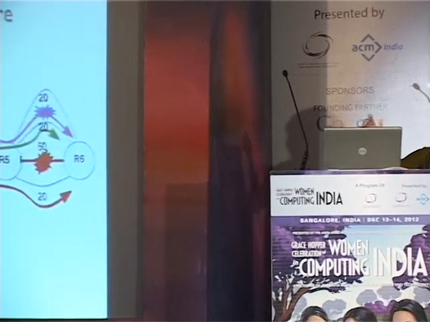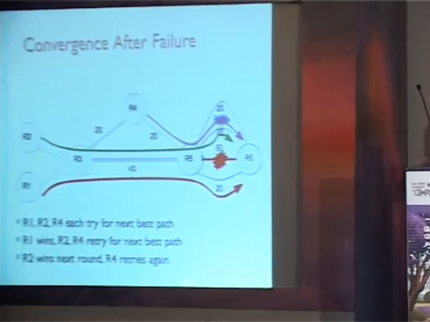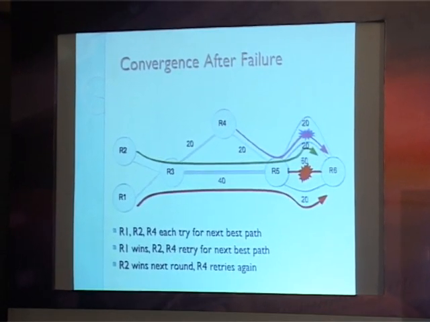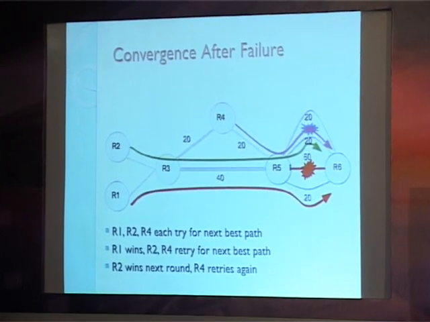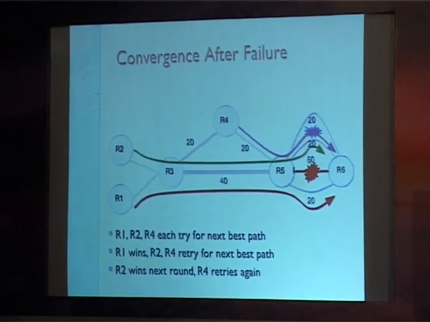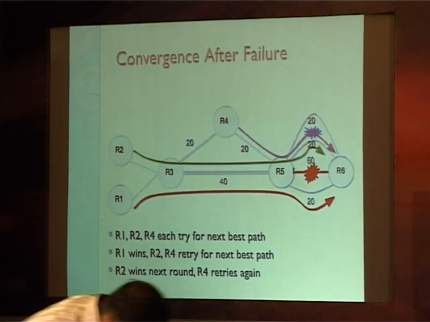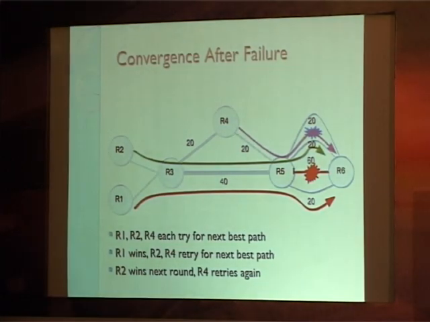So today what happens is that when this link breaks, all of these routers are going to independently try to figure out how to transfer their traffic to R6 now. Now let's say in the first round, all of them try to go through the link at the bottom. So now only one of them is going to win because the network doesn't have enough capacity.